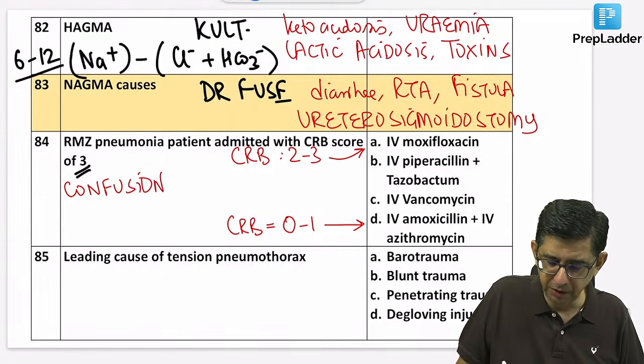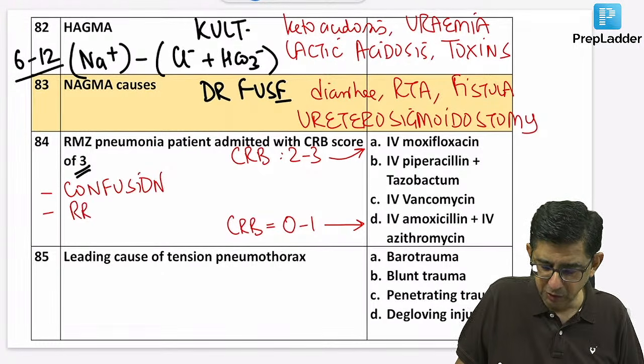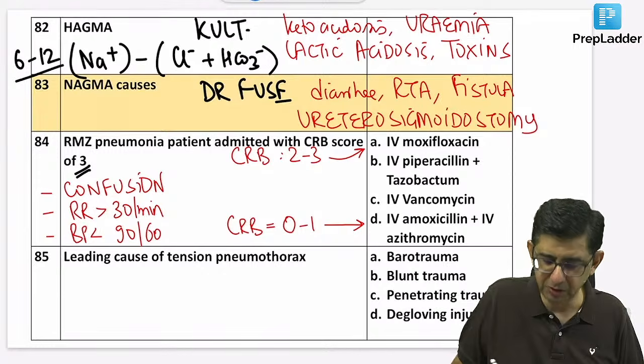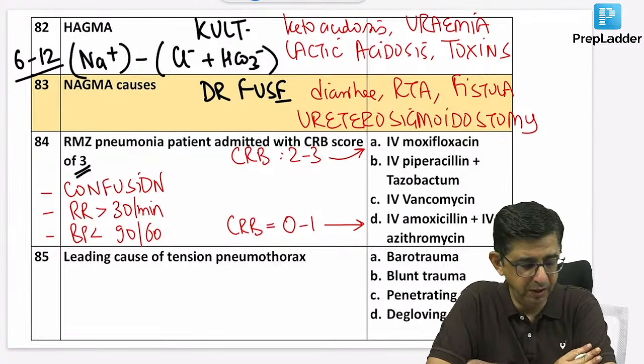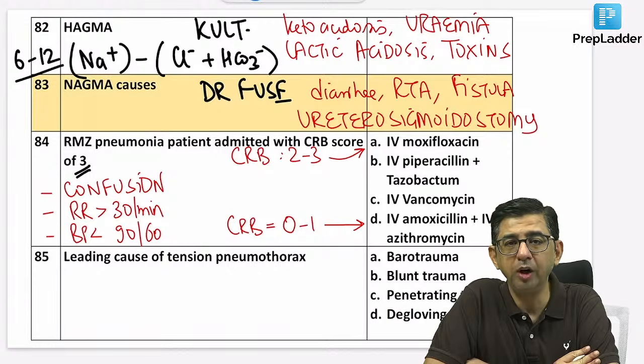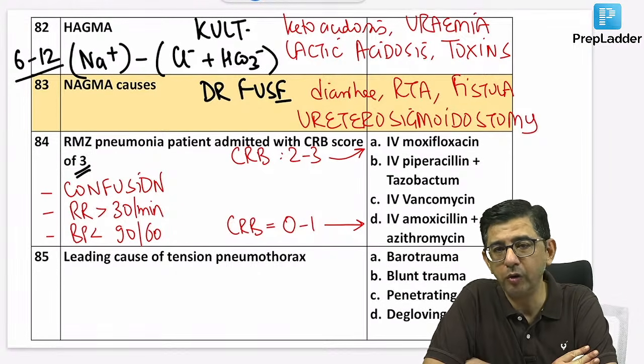The question mentioned the patient is having disorientation. The respiratory rate of the patient was given to be more than 30 per minute, and the blood pressure of the patient is less than 90/60. So the person is going into a possible septic shock as well. So in those circumstances, the drug that we'll be using for the patient is respiratory fluoroquinolones.